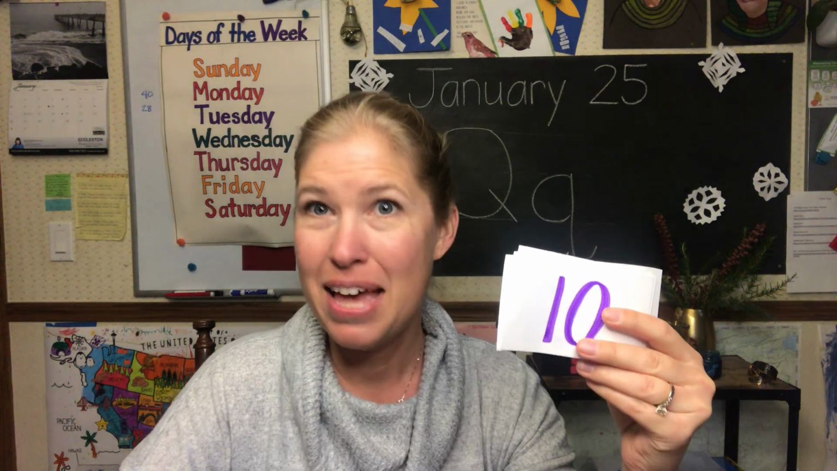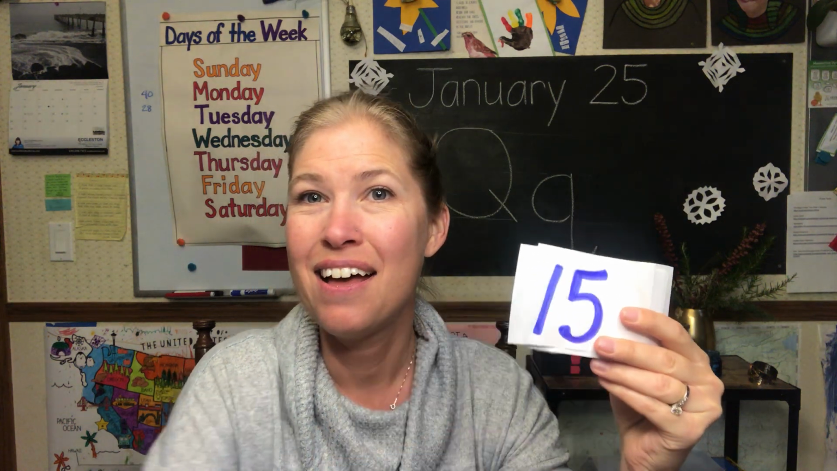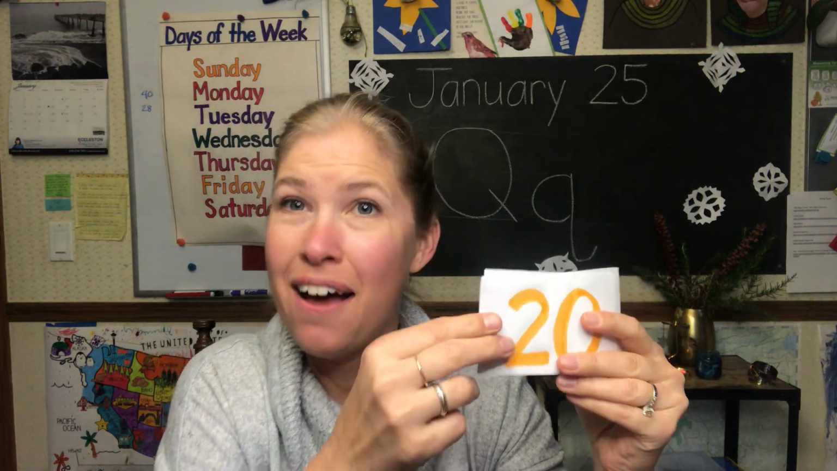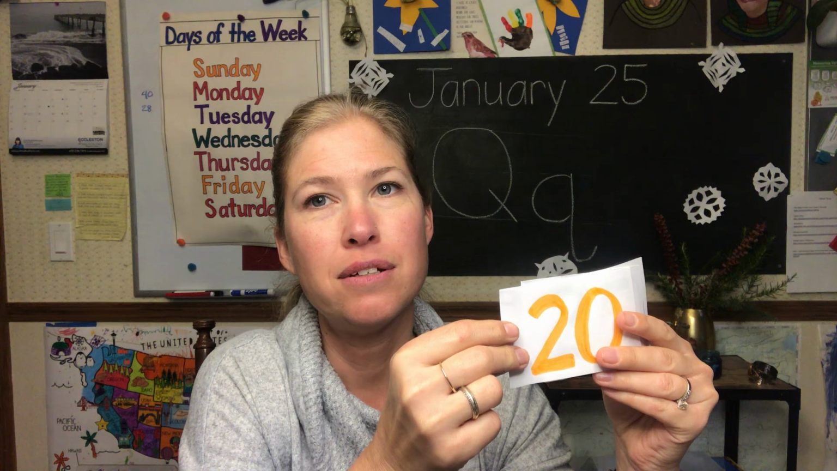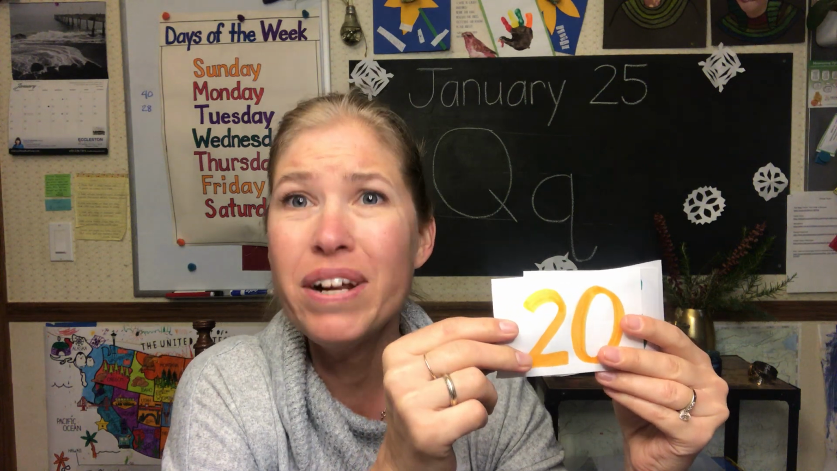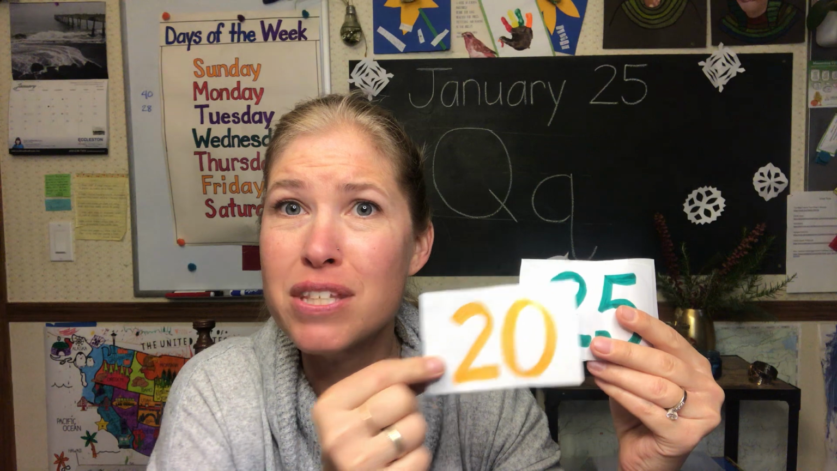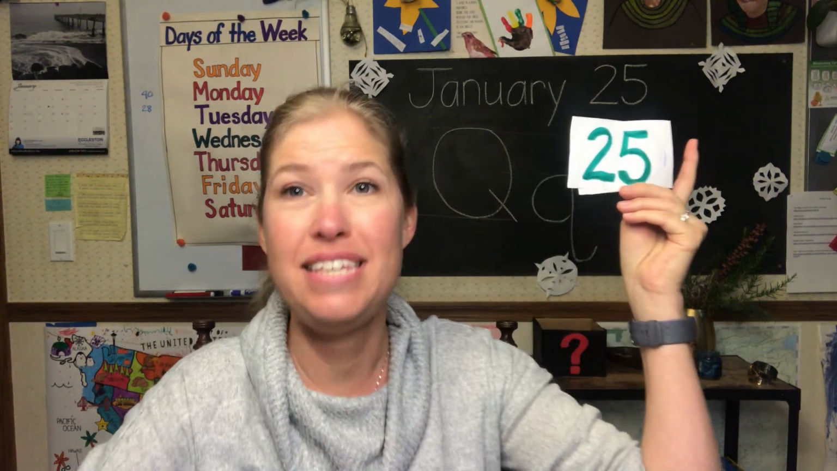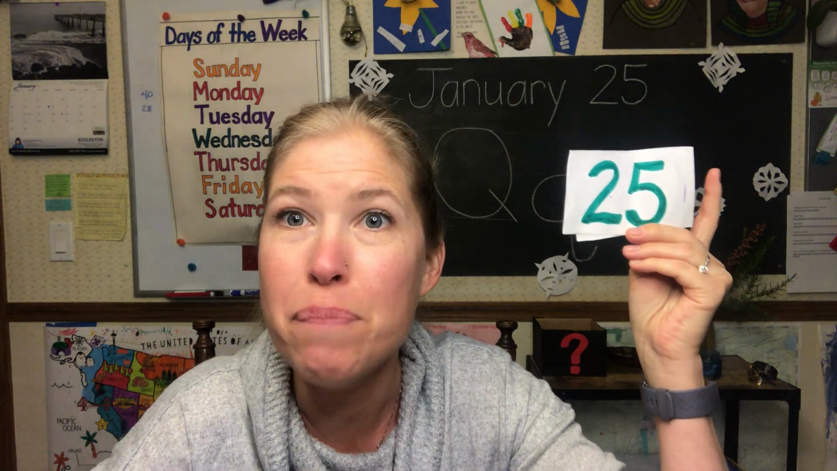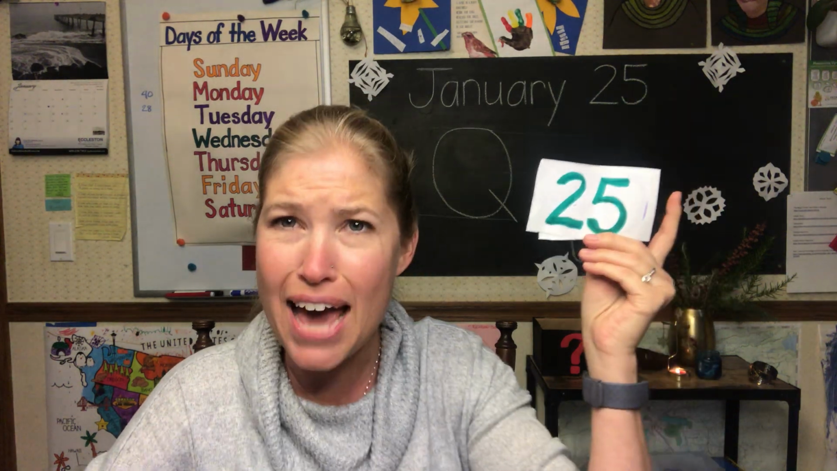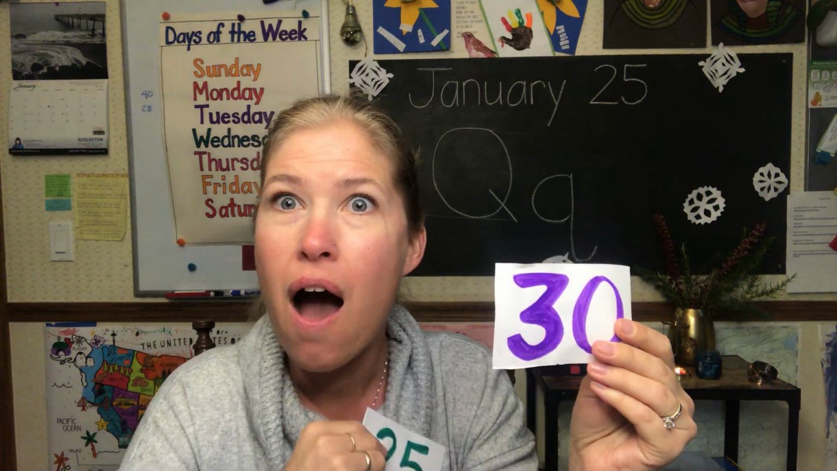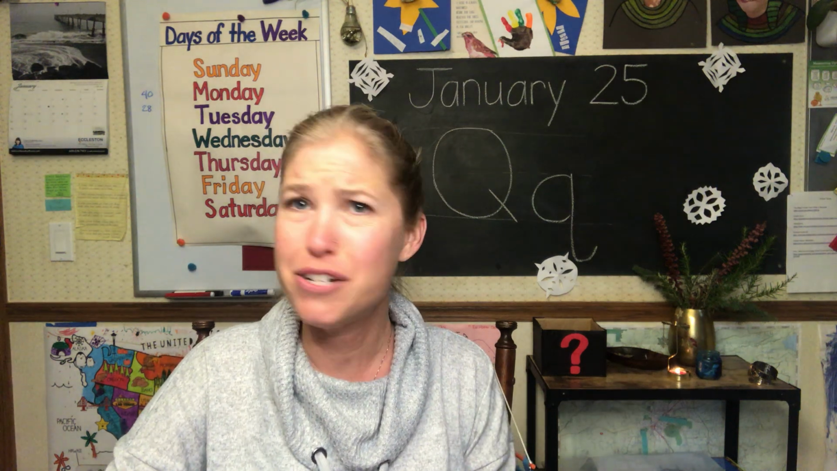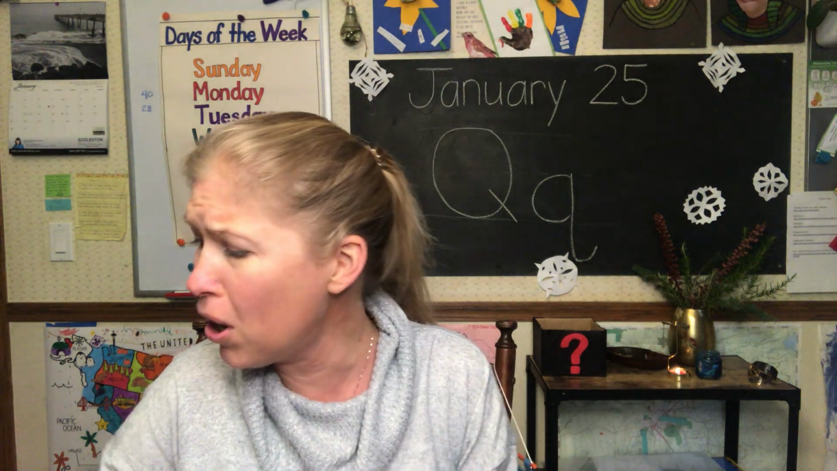5, 10, 15, 20. What could be next? Oh, I have so many questions. What comes after 20 when you're counting by fives? 25. Yes, you can get to 25 by counting by fives. Yes! What comes after 25? 30. All right, you guys are just too darn smart.